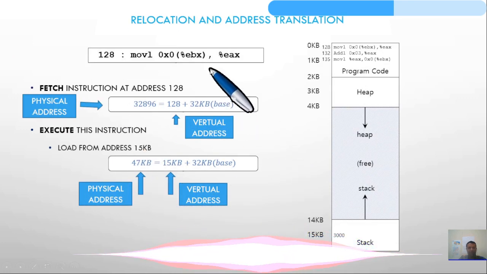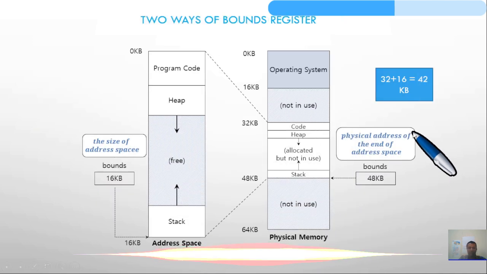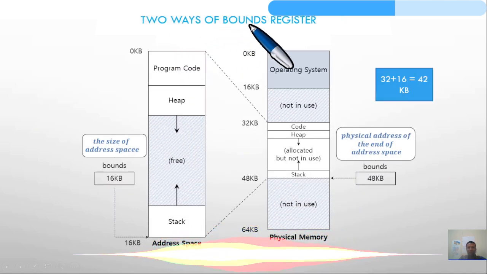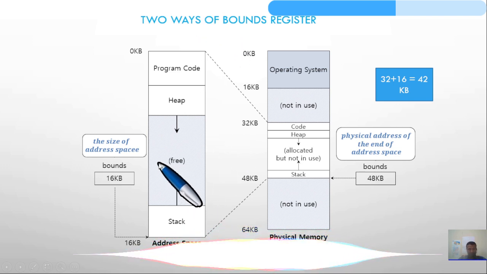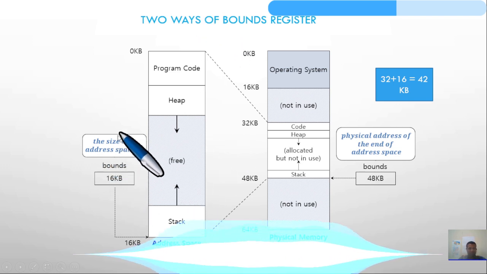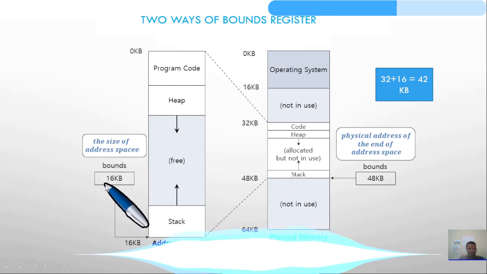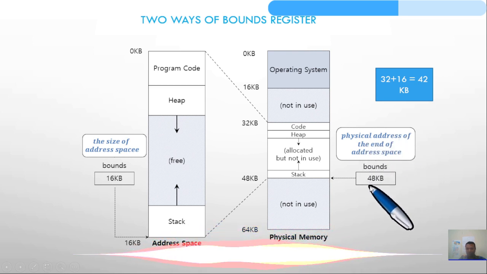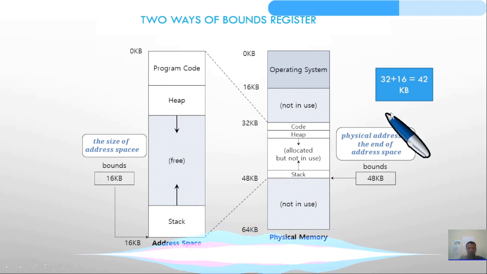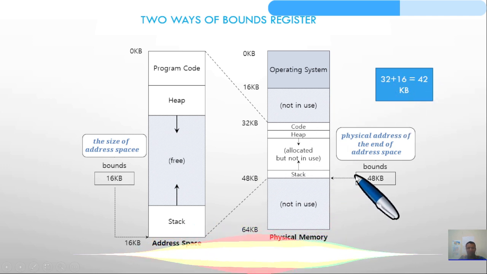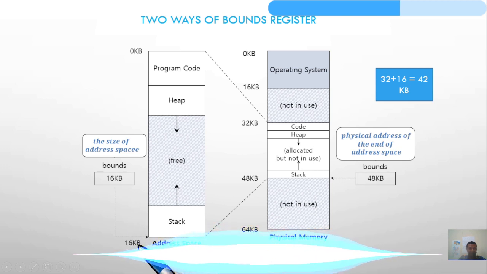So in this way, we can translate the virtual memory using bound registers. There are two ways of expressing the bound. For example, the bound can be the size of the address space, which is 16 kilobytes here. The other way of expressing the bound register is the physical address of the end of the address space. So the bound can be 48 kilobytes as well, because 32 plus 16 is 48. So the bound value can be 16 kilobytes, or in physical memory it could be 48 kilobytes. These are the two.